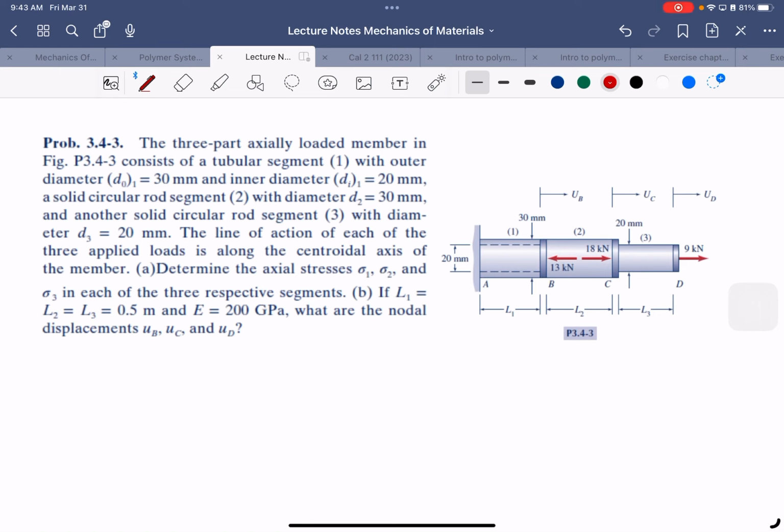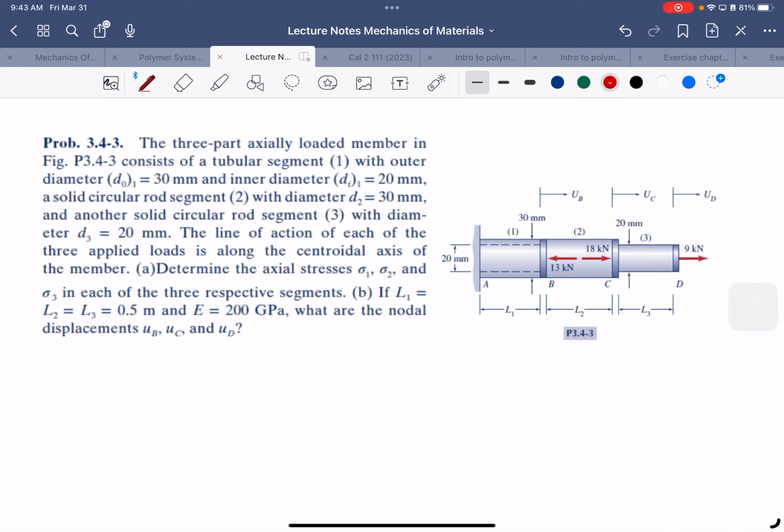And I think this is also direct questions, at least for the first part. Don't forget that. First, let me explain. The first one is to find the axial stress. I think the axial stress you can find based on the equilibrium.